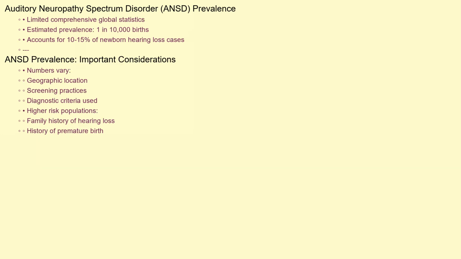While comprehensive global statistics are limited, studies suggest ANSD affects approximately 1 in 10,000 births. It's estimated that ANSD accounts for a significant percentage, around 10–15%, of all cases of hearing loss identified in newborns. It's important to note that these numbers can vary depending on geographic location, screening practices, and diagnostic criteria used. Furthermore, some populations may be at a higher risk, such as those with a family history of hearing loss or a history of premature birth.